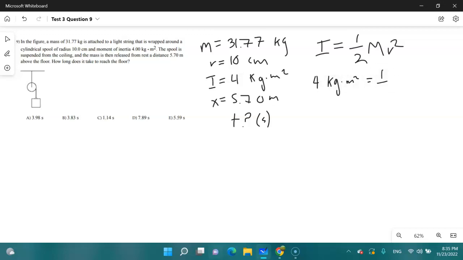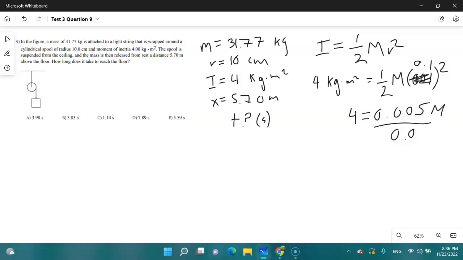And this is equal to half the mass. And we know that the radius is 10 centimeters. So let's convert this real quick to meters, 0.1 squared. Once we shift it around, we're going to have 4 equal to 0.05 times the mass, and then when we divide both sides by 0.05, we're left with a mass of 800 kilograms. So that's the other mass that we're going to be working with.